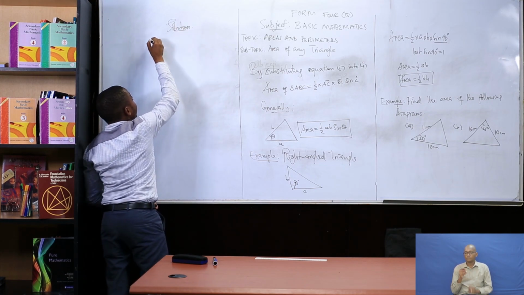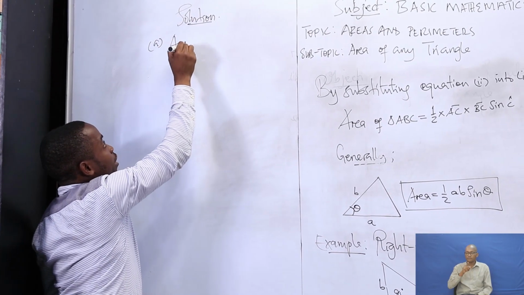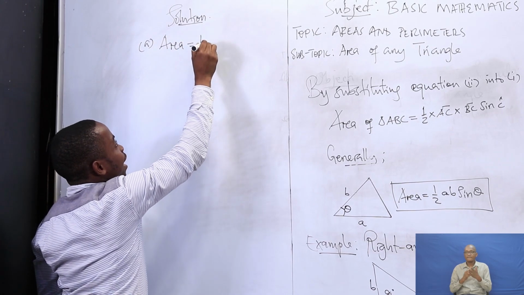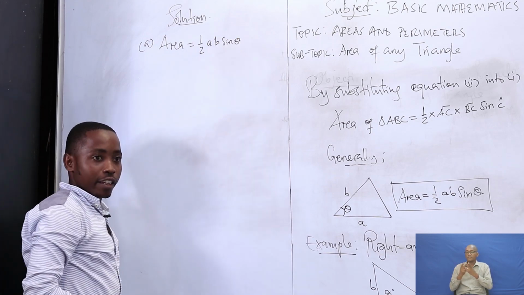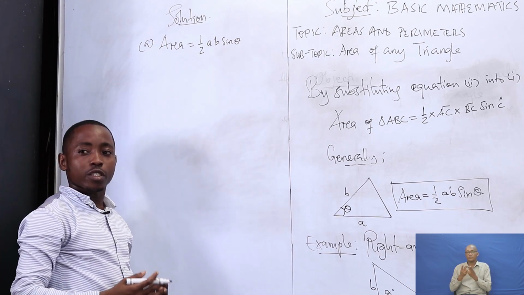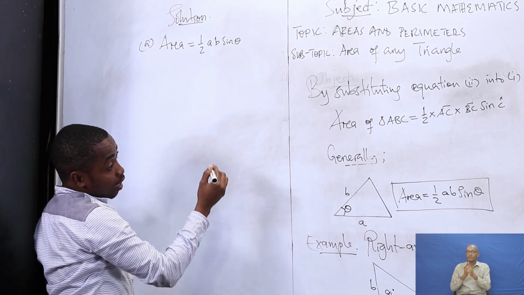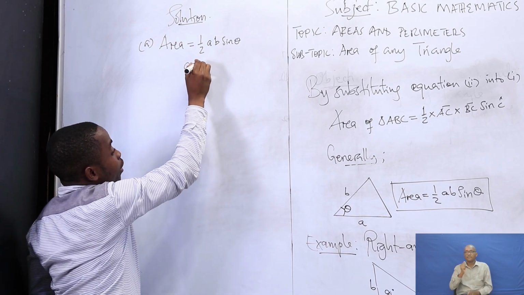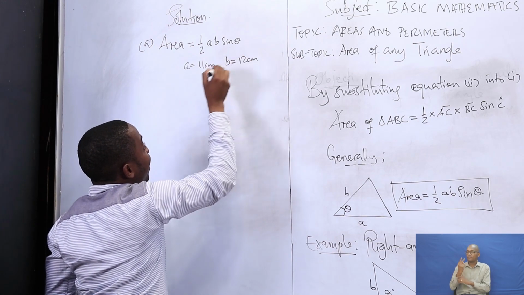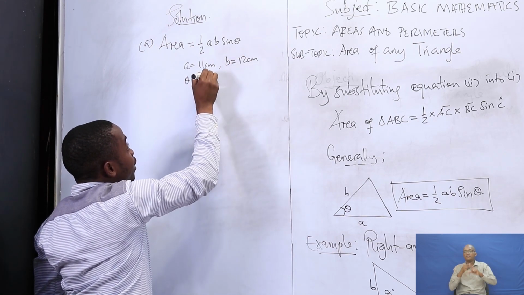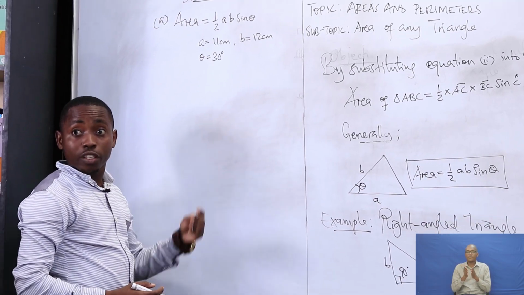For diagram A, we know that the area is obtained by taking a half times A times B times the sine of the angle between the two sides A and B. In our diagram, the A value is 11 centimeter, the B value is 12 centimeter, and the angle between them is 30 degrees. So it's just a matter of substituting in our formula.